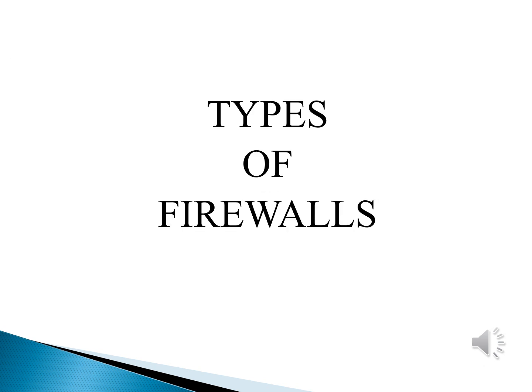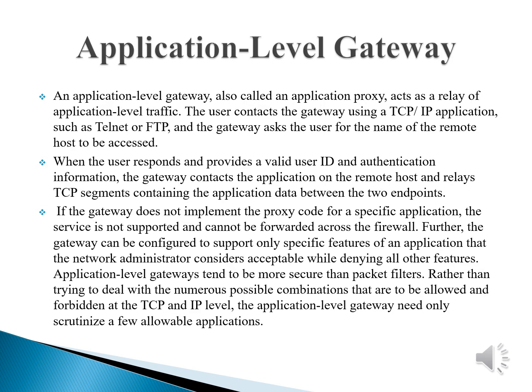The topic is types of firewalls. The third type of firewall is the application level gateway firewall. An application level gateway, also called an application proxy, acts as a relay of application level traffic. The user contacts the gateway using a TCP/IP application such as Telnet or FTP, and the gateway asks the user for the name of the remote host to be accessed.